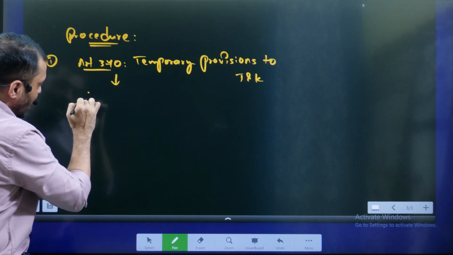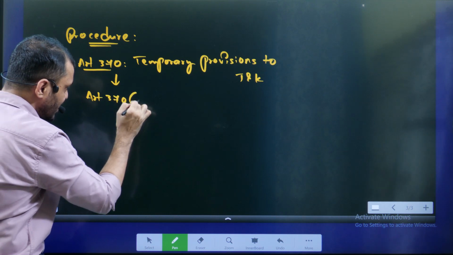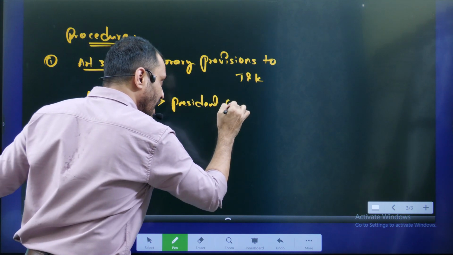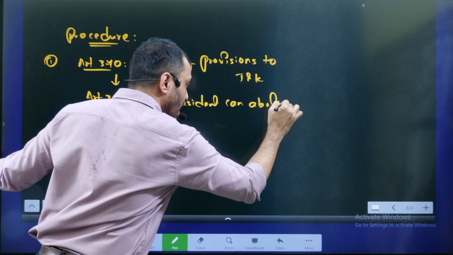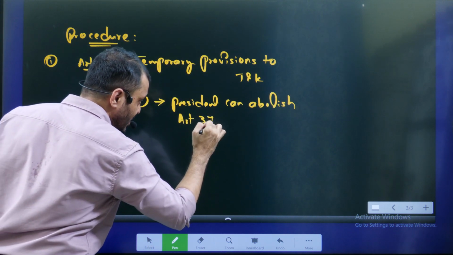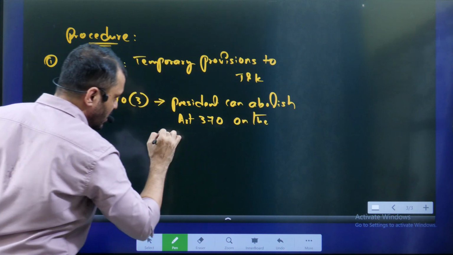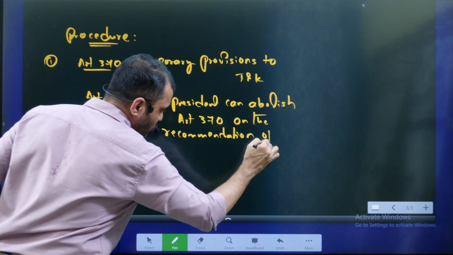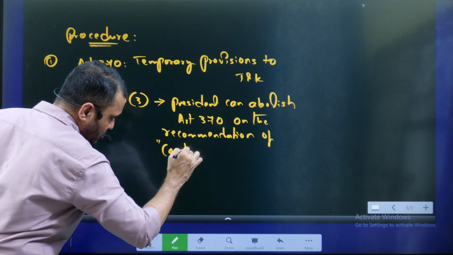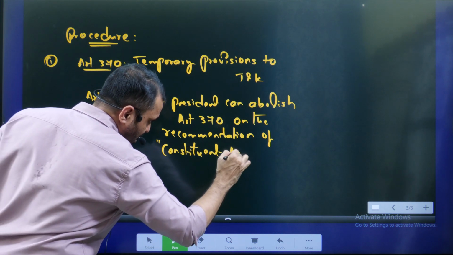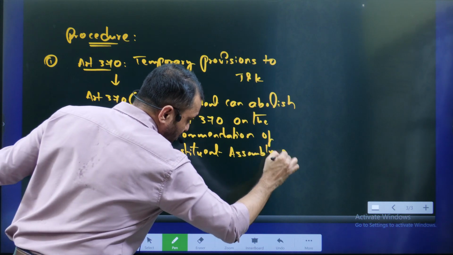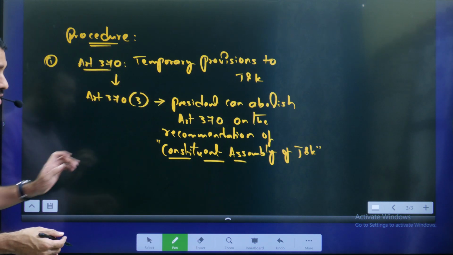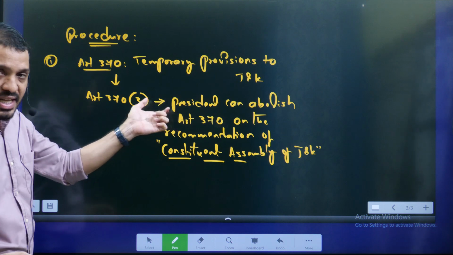In this, specifically Article 370 clause 3 clearly says that the President can abolish Article 370 on the recommendation of the constituent assembly. Very, very important. You have to be clear: the constituent assembly of Jammu Kashmir. Don't get confused with the constituent assembly of India. Based on the recommendation of the constituent assembly of Jammu Kashmir, Article 370 can be abolished.